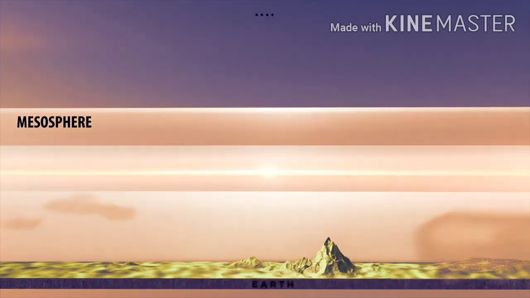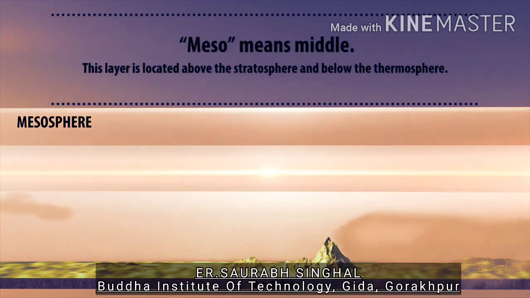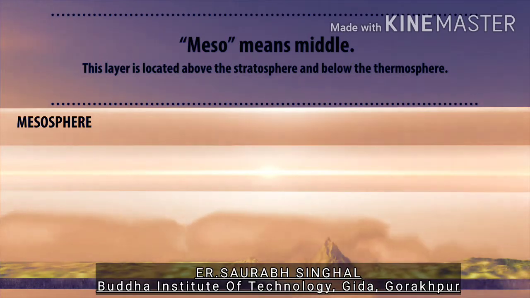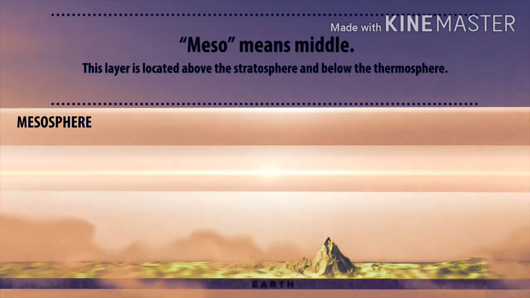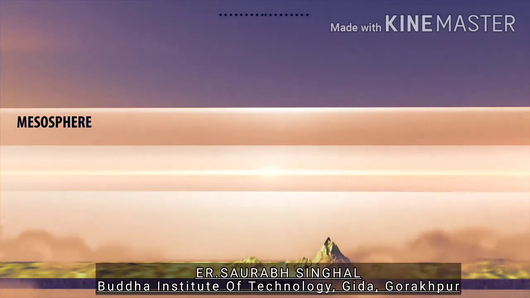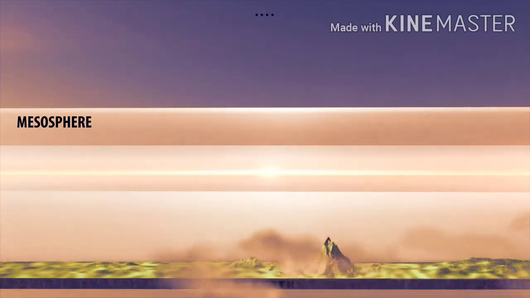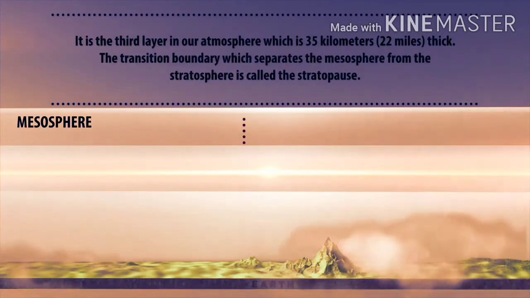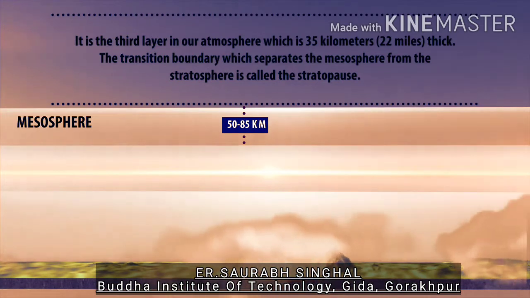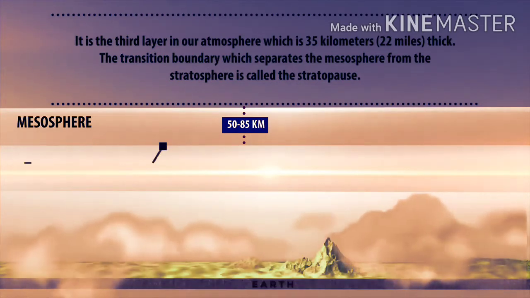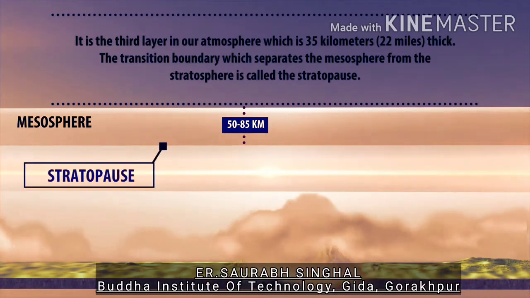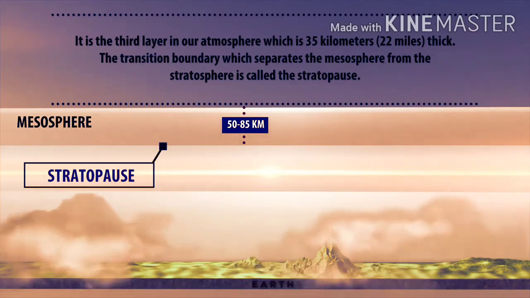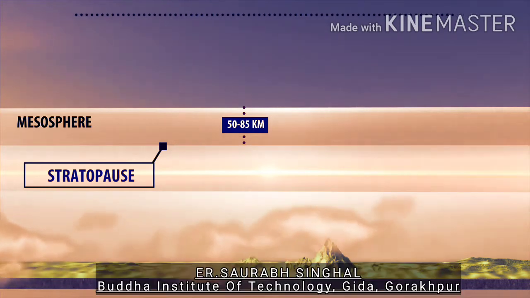The mesosphere. Meso means middle. This layer is located above the stratosphere and below the thermosphere. It is the third layer in our atmosphere, which is 35 kilometers or 22 miles thick. The transition boundary, which separates the mesosphere from the stratosphere, is called the stratopause.